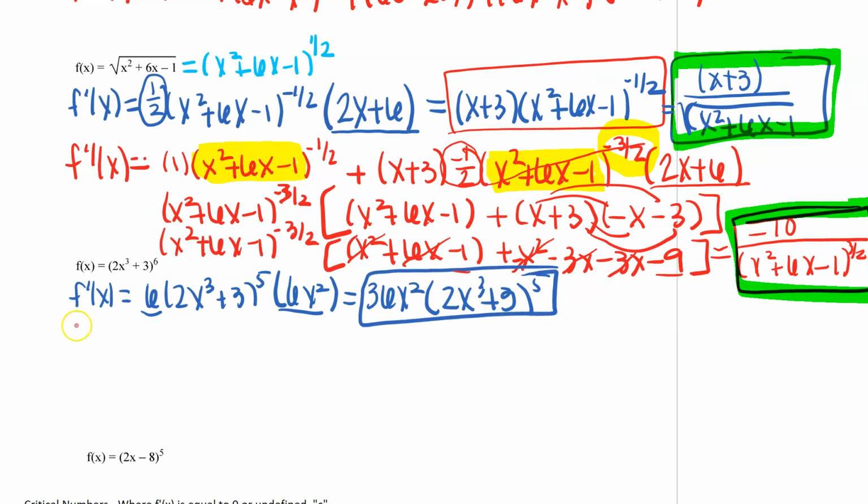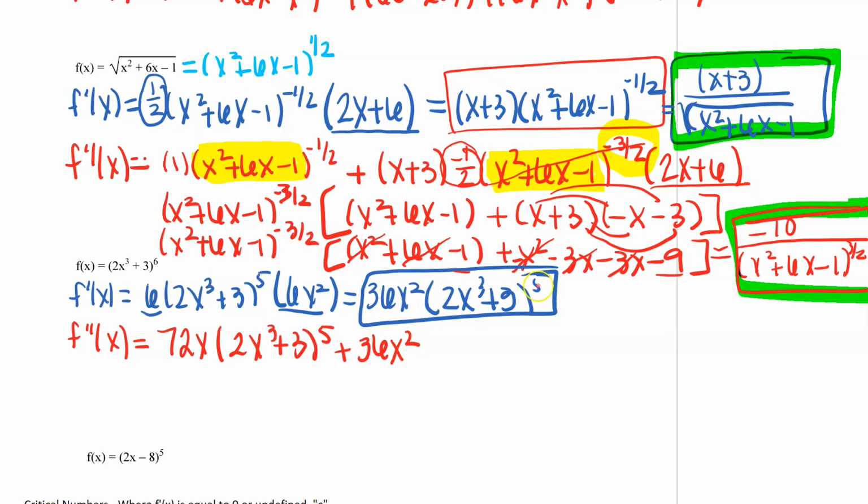Now let's do f double prime. So that's going to be product rule. So I'm going to do derivative of the first, which is 72x times the second, 2x cubed plus 3 to the 5th, plus the first, 36x squared, times the derivative of the second, which would be times 5, 2x cubed plus 3 to the 4th, times the derivative of the inside, which is 6x squared. Now, you probably are just dying to clean that up, but I'll save that for you, and you can clean that up on your own.